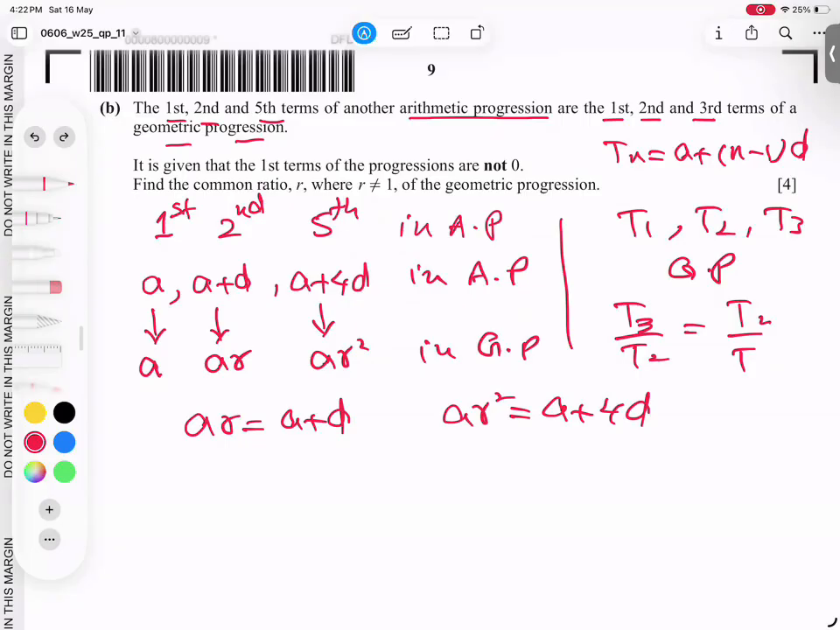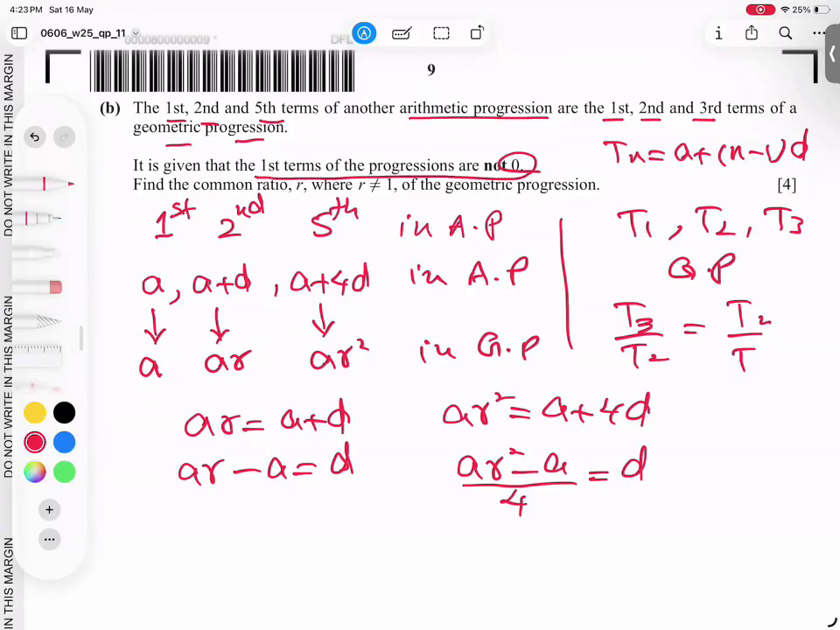One more thing important here. What is the common difference, students, from here? ar minus a equals d. And from here, ar squared minus a over 4 equals d. And I can easily make one equation. Also, we mentioned that the first term we consider as a, and the first term is not zero. Make sure the first term of the progression is not zero. And the common ratio we have is r.